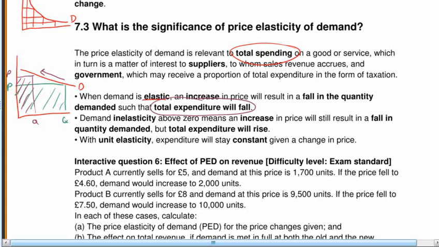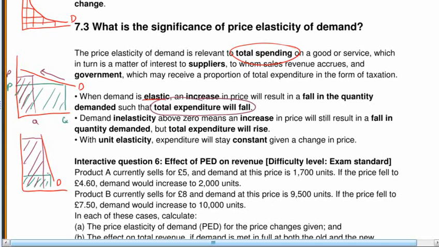Inelastic demand is the exact opposite. So let's see if I can squeeze one of those in here. Inelastic demand curves are very steep. So what happens here, let's say we set off at this price and quantity, and we then increase the price. Even if we increase the price significantly, demand doesn't fall very much. So with an inelastic demand curve, if you increase price, total expenditure rises. And if you decrease price, total expenditure falls.